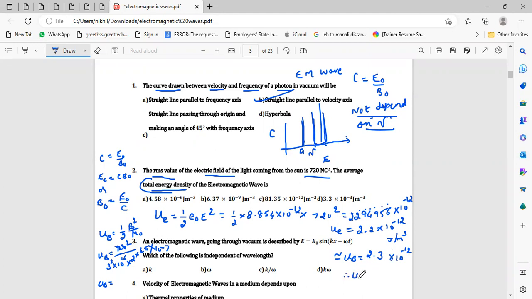Therefore, what is the total energy? Total energy will be this, add up. Sorry, it is minus 6, because I shifted digits, no? 6 digits I shifted here. So if I add up these two values, it is found to be 4.5 something into 10 power minus 6. So you can take option A as the answer.